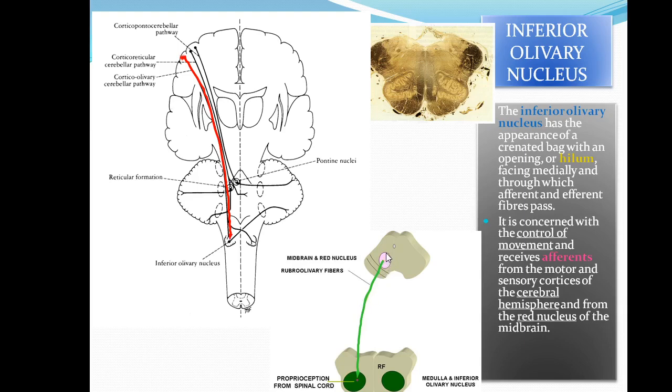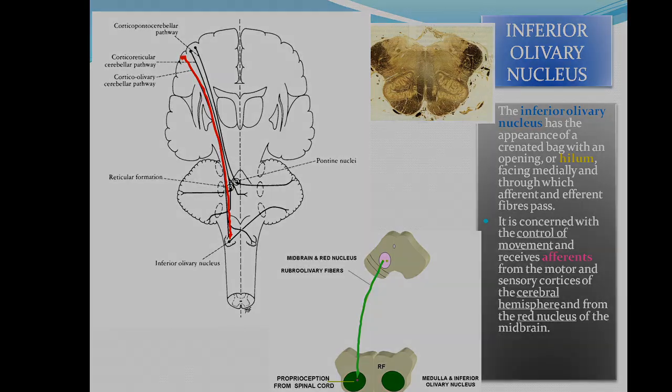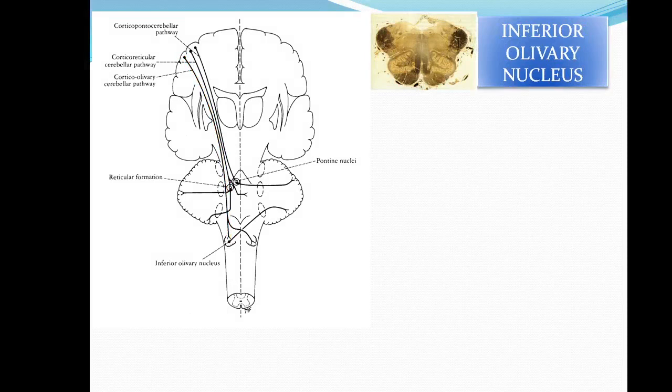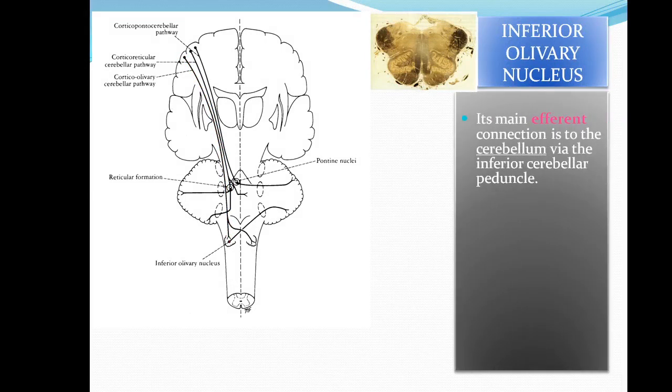Then from the red nucleus you can see the proprioception coming to the medulla oblongata and inferior olivary nucleus. Its main efferent connection is to the cerebellum by the inferior cerebellar peduncle. This is it. From the inferior olivary nucleus, it goes to the cerebellum.